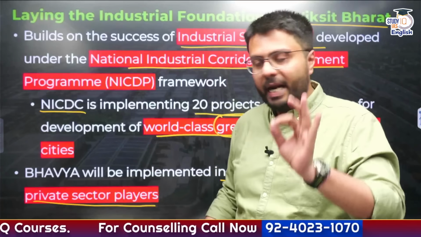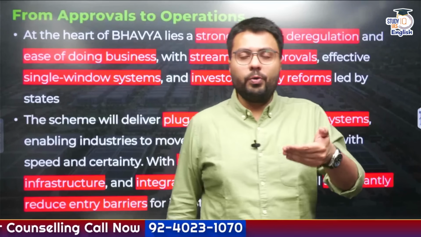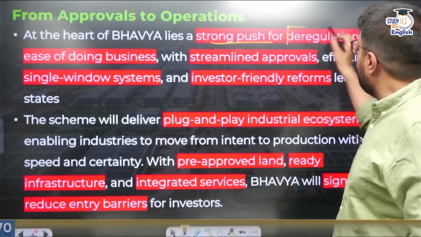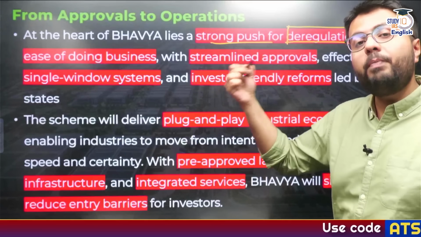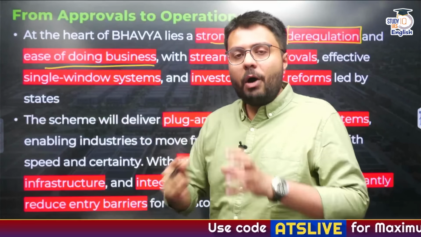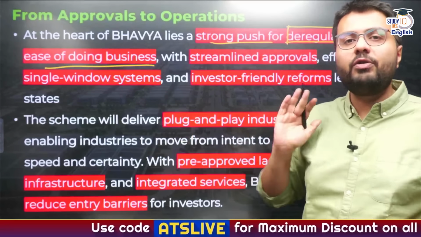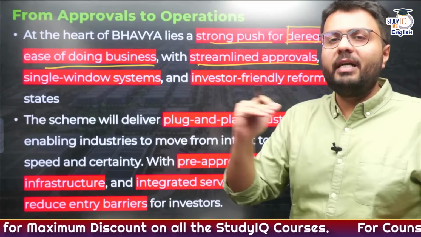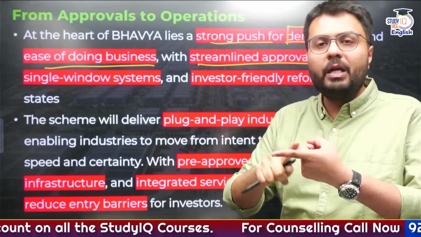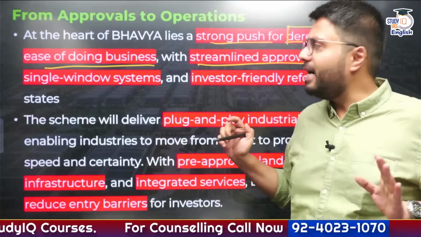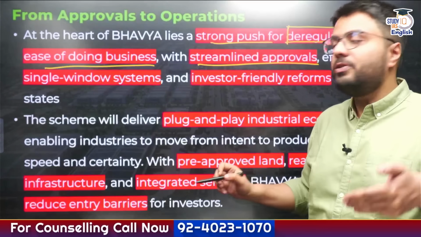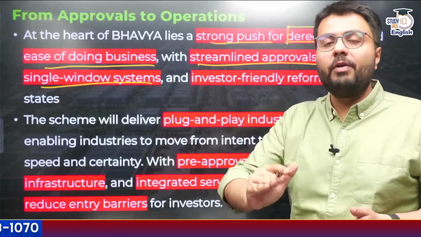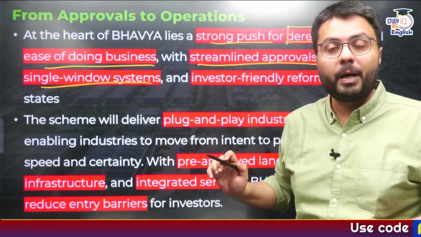At the heart of this BHAVYA scheme is an intention of the government to strongly push for deregulation in the economy and also to promote ease of doing business. How can you promote deregulation and ease of doing business? You can streamline approval processes which any manufacturing setup needs, be it environmental approval, be it land related approval, etc. Similarly, you provide businesses with a single window system so that they can get their approvals quickly without having to run from pillar to post to different government departments.